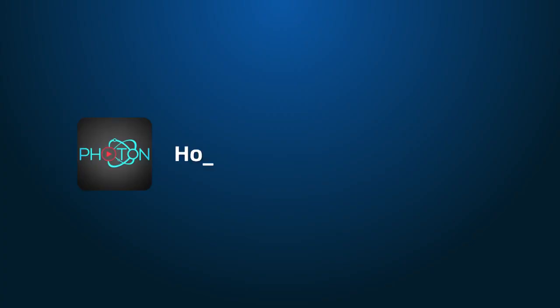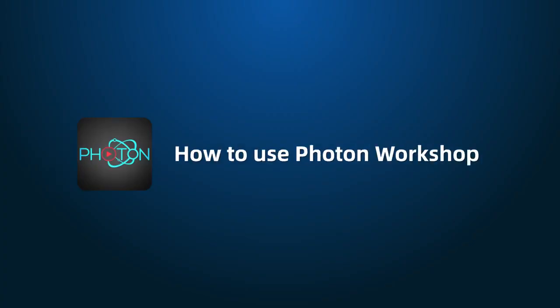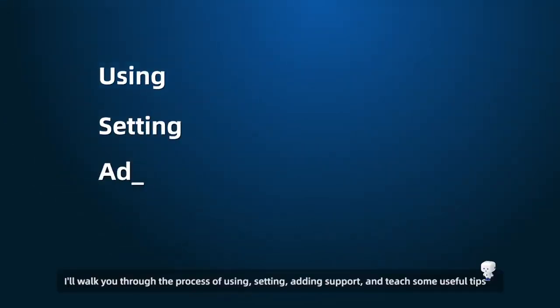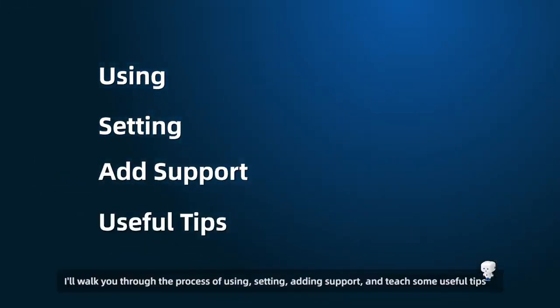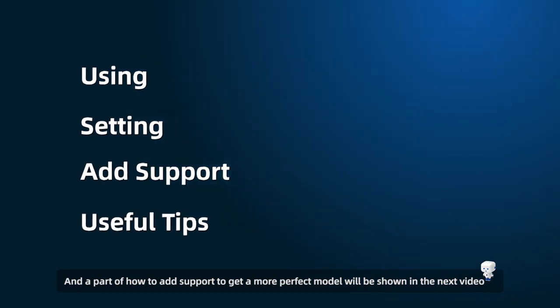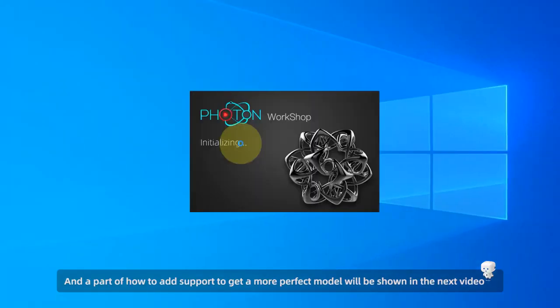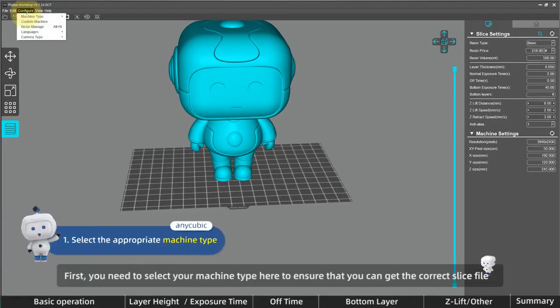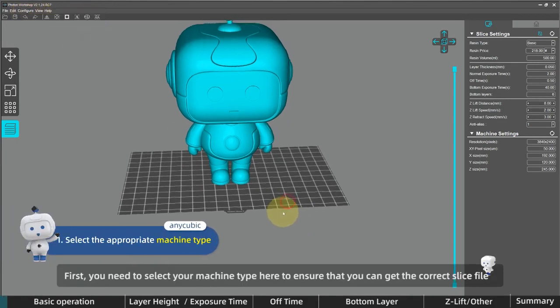Hi, everyone. This video will show you how to use the Anycubic Photon Workshop. I'll walk you through the process of using, setting, adding support, and teach some useful tips. And a part of how to add support to get a more perfect model will be shown in the next video. So let's start. First, you need to select your machine type here to ensure that you can get the correct slice file.